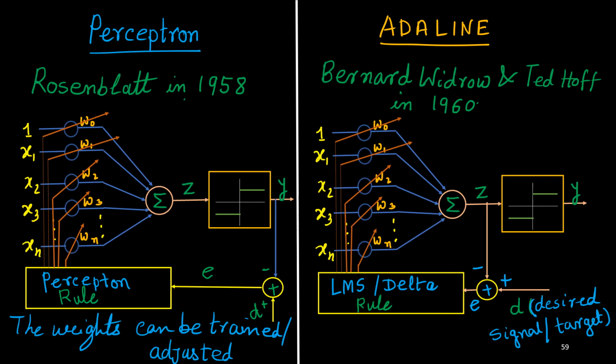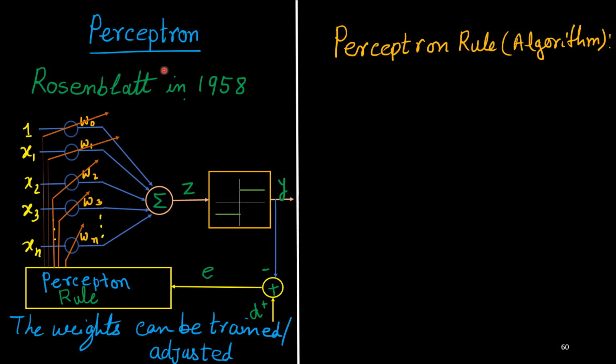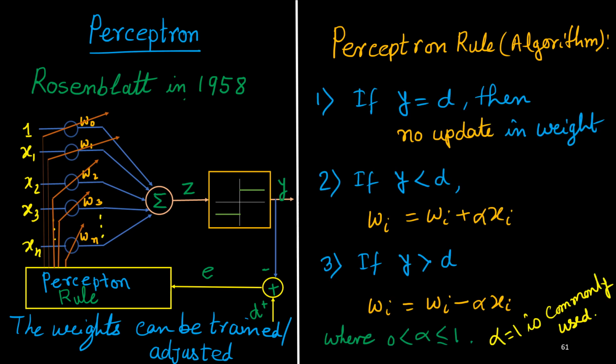Now briefly we'll discuss what these two rules are. For the perceptron, the perceptron rule is very simple. It says that if y and d are both the same, then there's no need to update the weight. Whatever the previous weight was, we keep the same weight. We won't modify anything. So no update when output equals d.